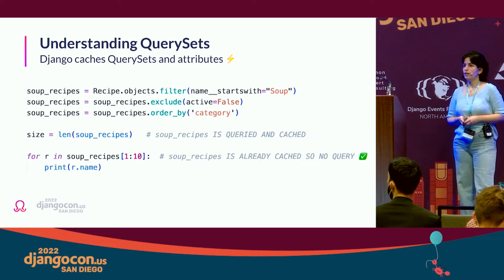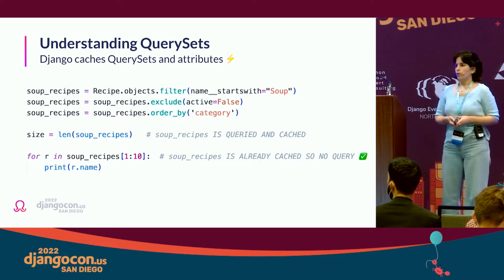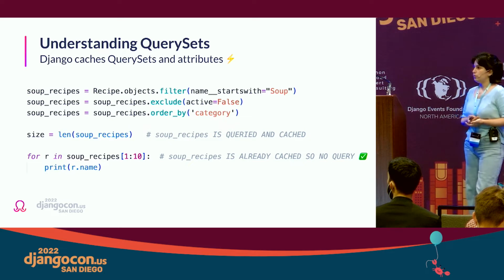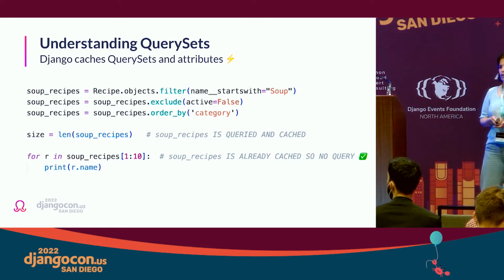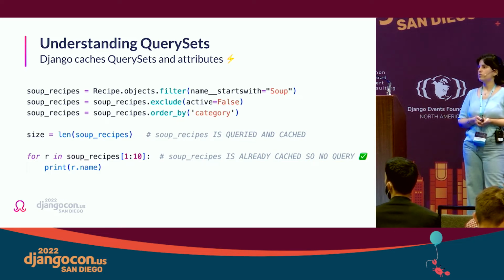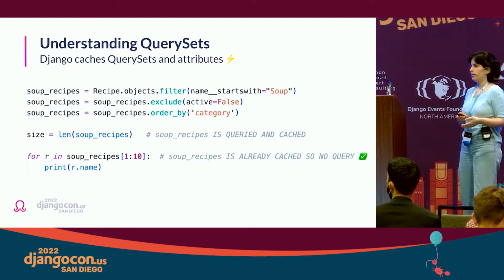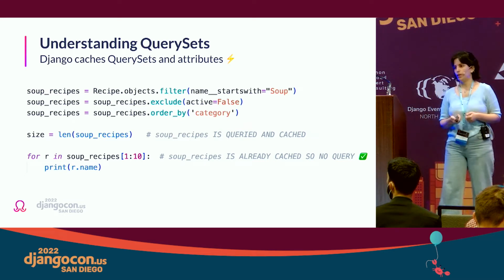Another important thing is that Django caches query sets and attributes. So when a query set needs to be evaluated, Django first checks if the cache already has the query set stored. If not, it performs the query and then stores the result in the cache. So on the next evaluation, instead of querying the database, it uses the results from the previous cache.